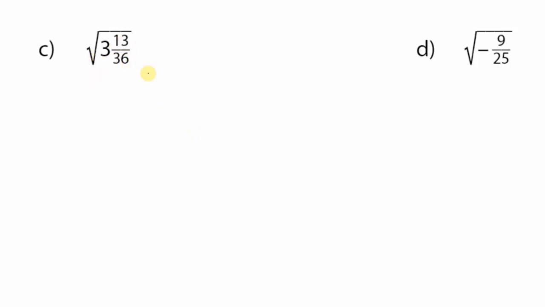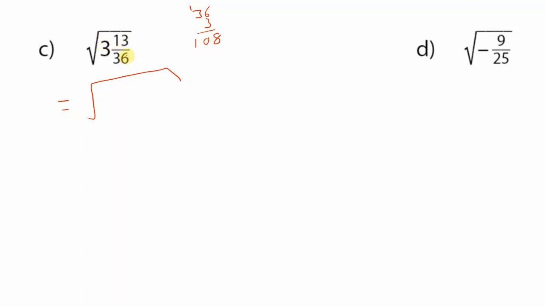Number 3C. Now we have a mixed fraction inside the square root. If we see mixed fractions, what do we do 99% of the time? Yes, change into improper fraction. So, what is 3 times 36? Because we need to multiply the whole number with the denominator and add the numerator. So we need 36 times 3. 6 times 3 is 18. 3 times 3 is 9 plus the 1, so it's 108.